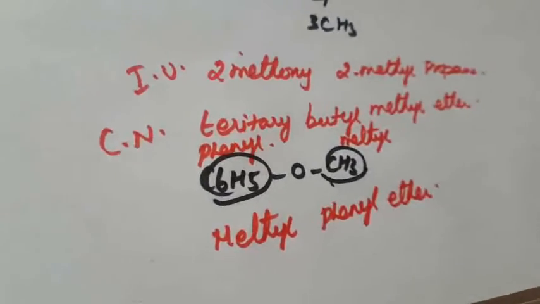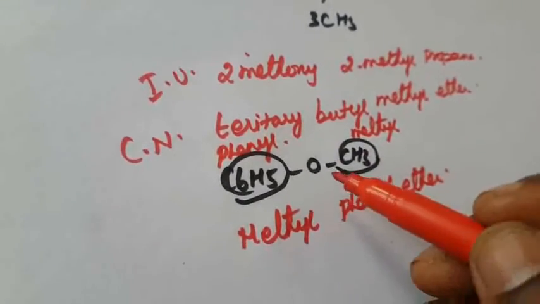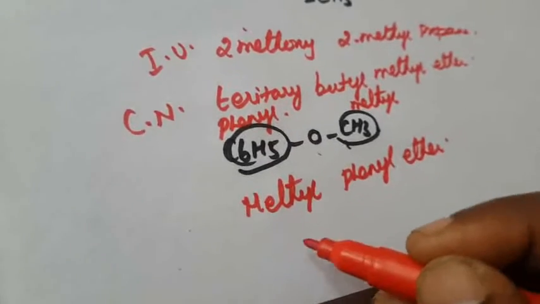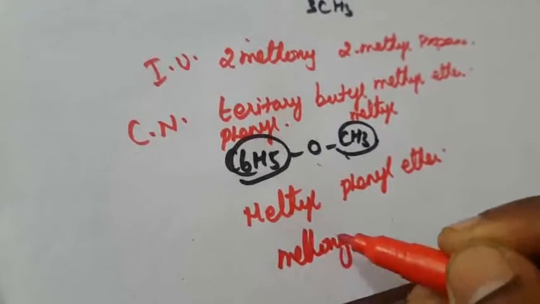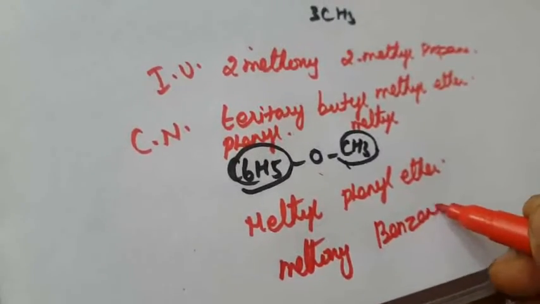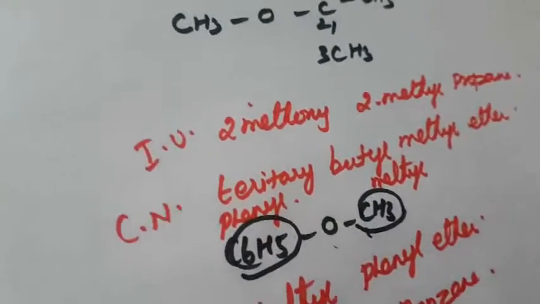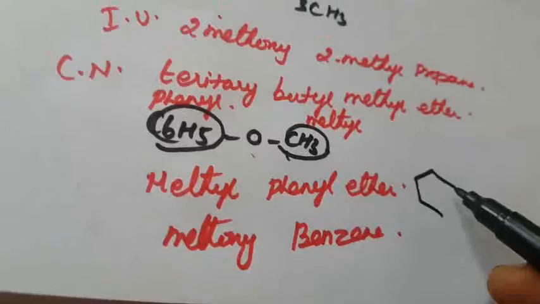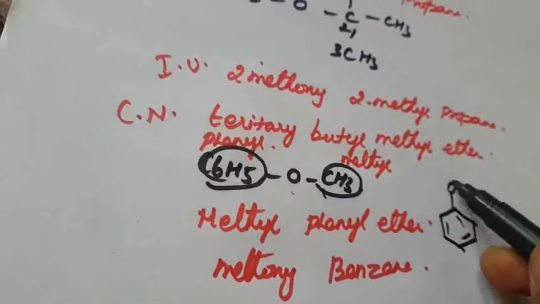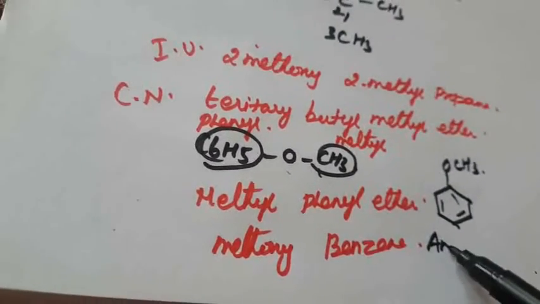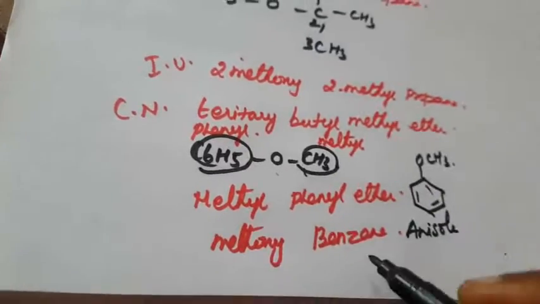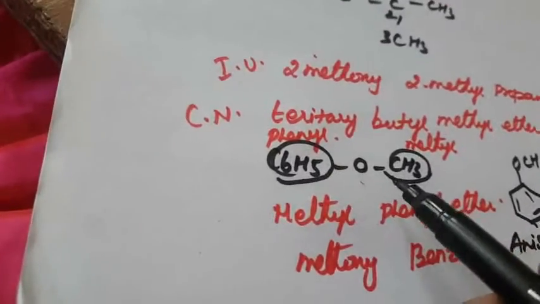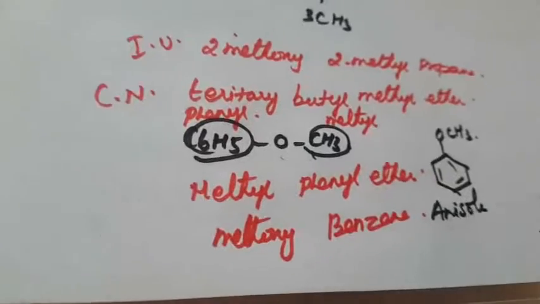Okay, so this is another one. What is the IUPAC name? Methoxybenzene. Okay, so next one. This compound is otherwise called anisole. How to write? The anisole we can write like this: OCH3. This is called anisole. The same compound, or otherwise C6H5OCH3. The other common name of this is anisole.